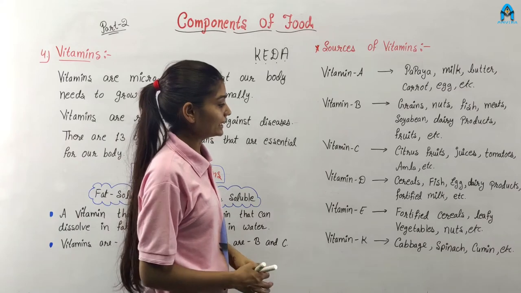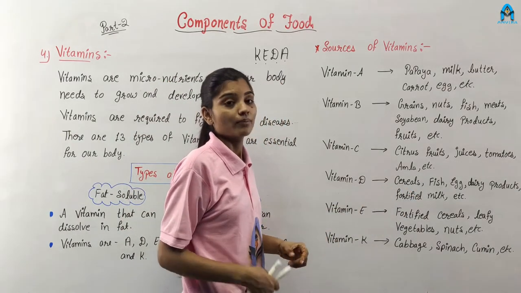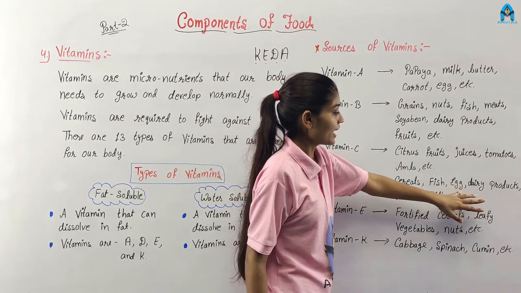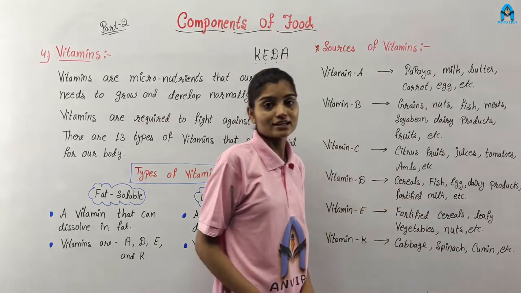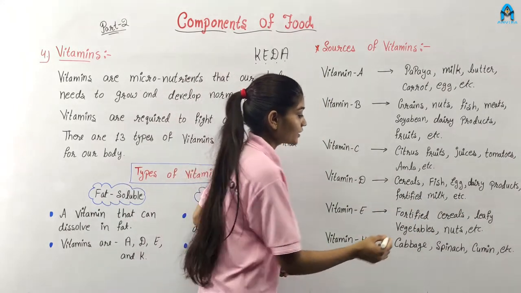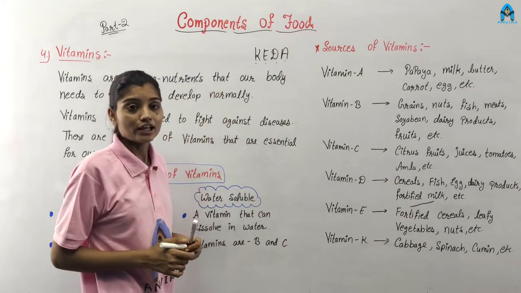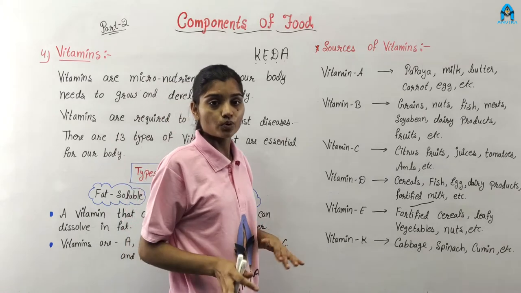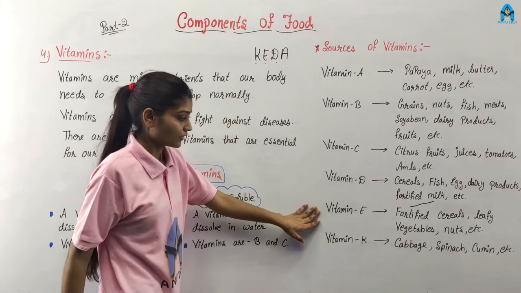Sources for vitamin D are cereals like wheat, rice, millet, maize, etc. Fish, egg, dairy products, fortified milk, etc. Now, what is the meaning of fortified milk? A cow's milk in which nutritional contents are more that does not found naturally.